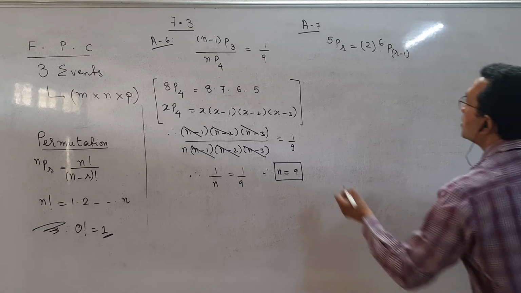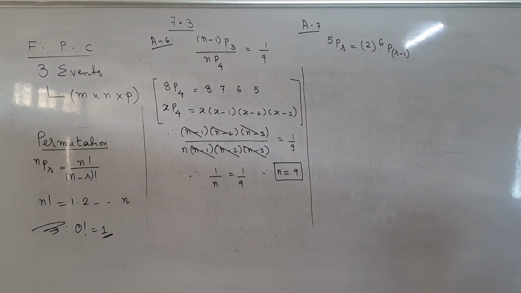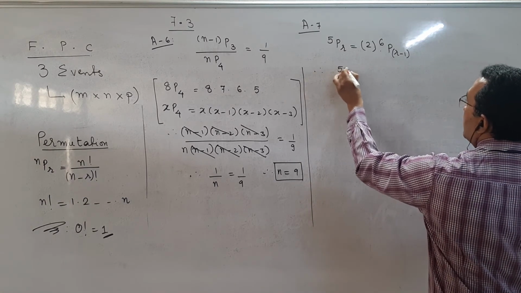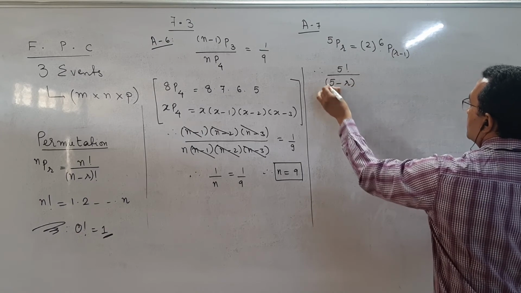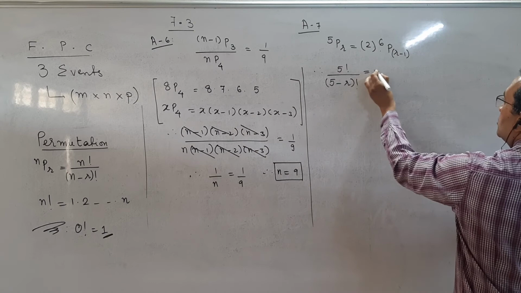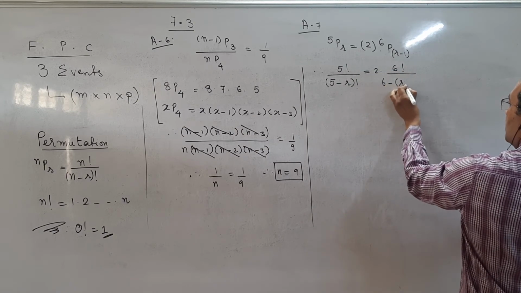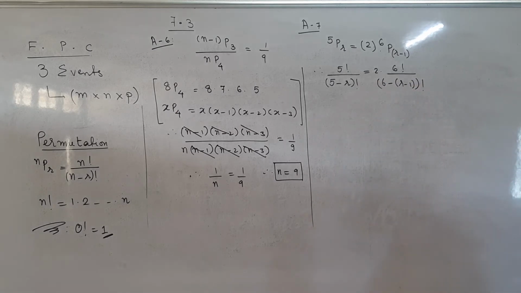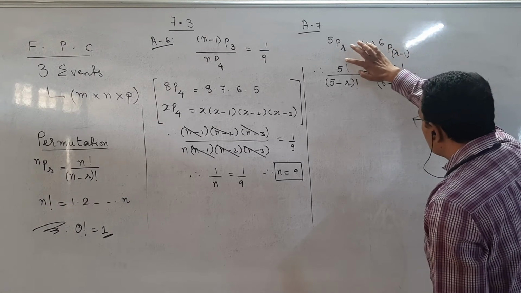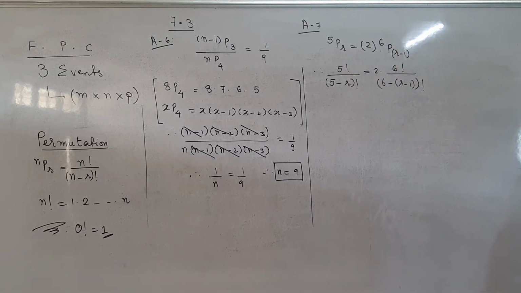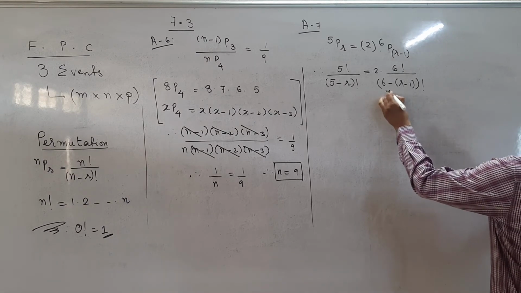Okay, students. Now, if I apply the formula of nPr, which is n factorial upon n minus r factorial, n is 5. So this will be 5 factorial upon 5 minus r factorial. Apply the formula of nPr. 2 into this will be 6 factorial upon 6 minus (r minus 1) factorial. Here, I cannot write the factors as I have written in sum number 6 because r is a generalized term. Now, reduce bigger factorial terms up to the smaller factorial terms. That is the logic. If I simplify this, we get 7 minus r.